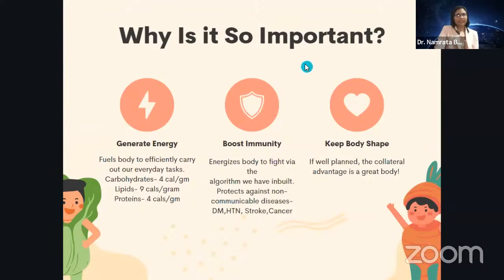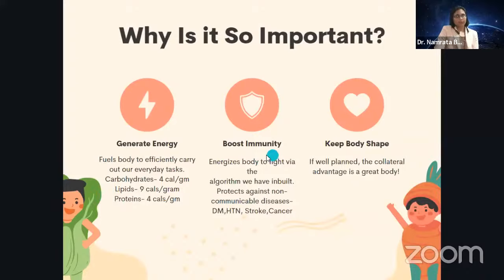What if I just eat anything? My body is going to metabolize everything. So why do I need to eat right? Because the three main goals are, it generates energy. The food we eat actually acts as the fuel to our body to efficiently carry out our everyday tasks. And being doctors, we all know there are three major macronutrients, that is carbohydrates, lipids, and proteins. Carbs give 4 calories per gram, lipids 9 calories, and proteins 4 calories per gram.